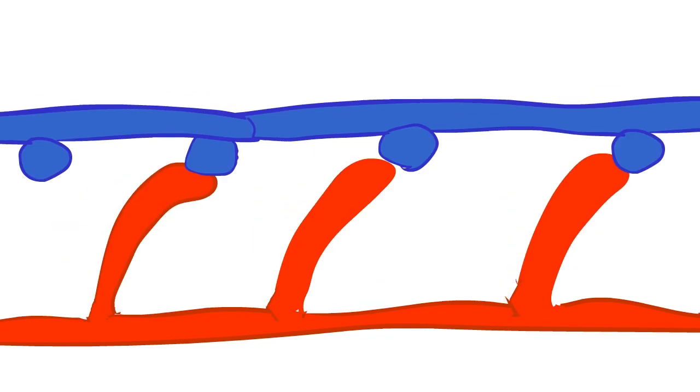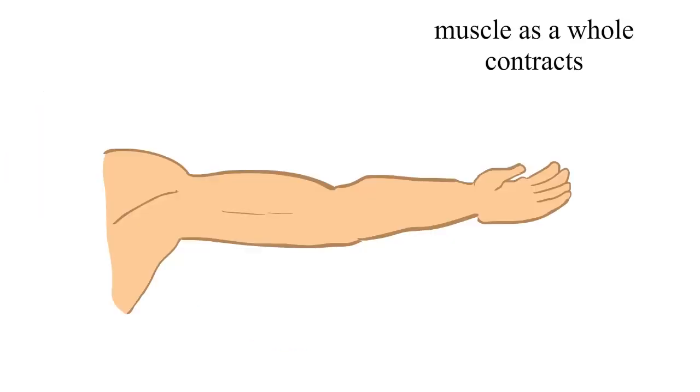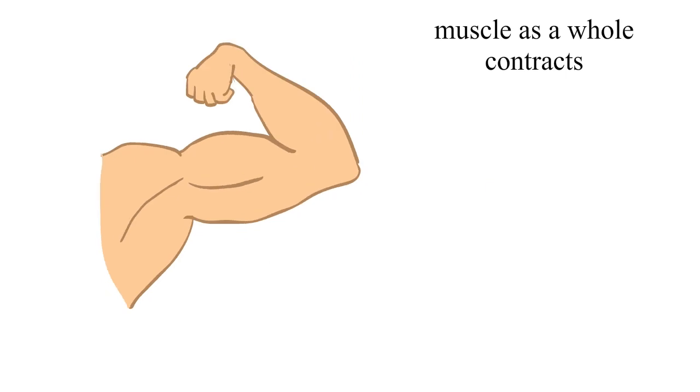With the binding sites exposed, myosin, which is bound to ATP, can attach to the actin filament. This generates a power stroke, pulling the actin filaments towards the centre of the sarcomere. As the myosin filaments continue to bind and pull on the actin filaments, the muscle contracts. This contraction is not limited to a single muscle fibre, but involves the coordinated contraction of multiple muscle fibres within a motor unit. The motor unit then contracts as a whole, resulting in the contraction of the entire muscle.